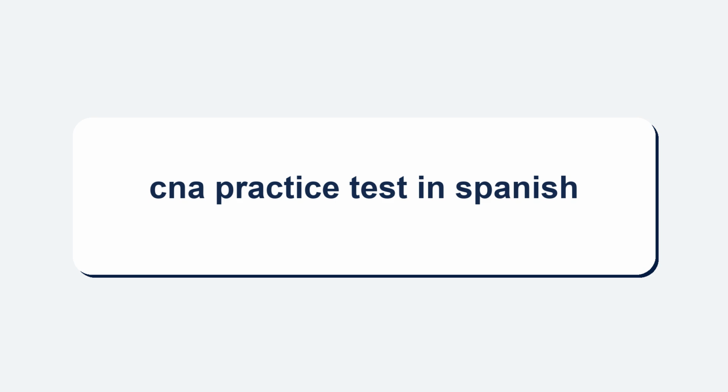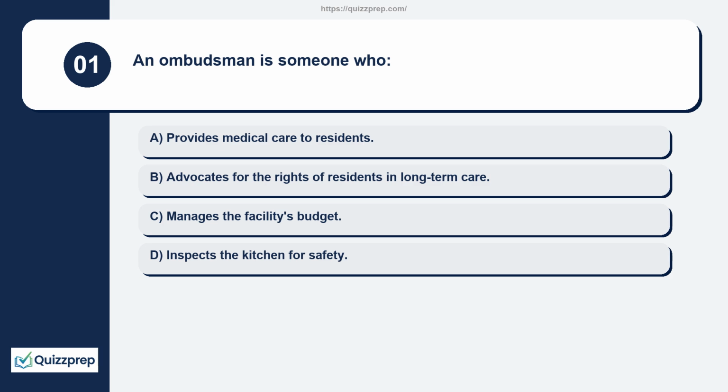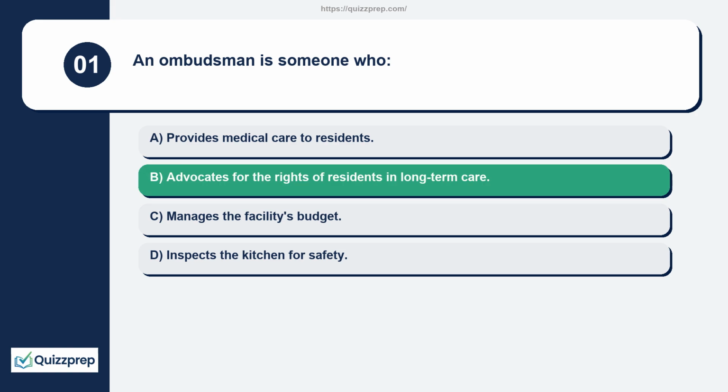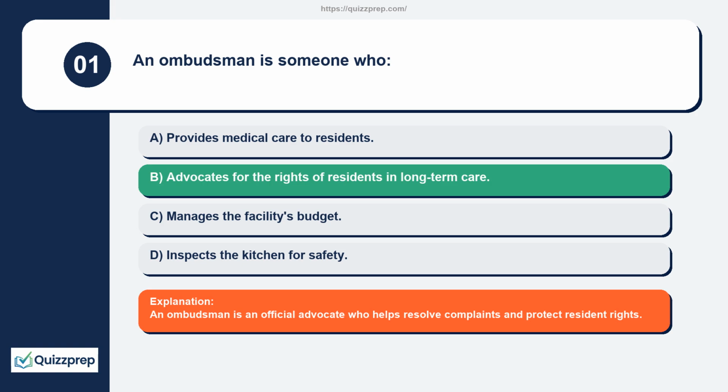CNA practice test in Spanish. Question 1. An ombudsman is someone who provides medical care to residents, advocates for the rights of residents in long-term care, manages the facility's budget, inspects the kitchen for safety. An ombudsman is an official advocate who helps resolve complaints and protect resident rights.